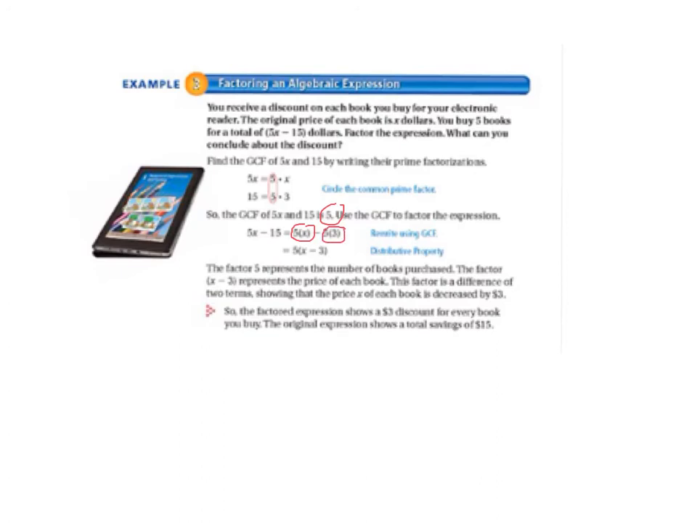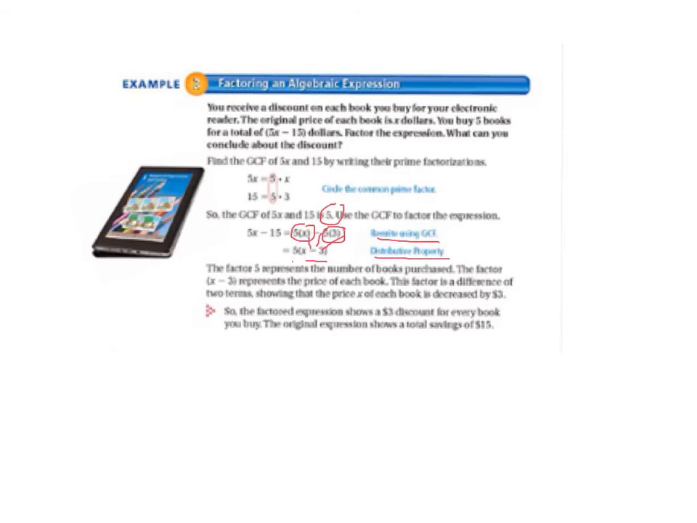So we're just breaking this into parts. We rewrote it, and then we're going to use the distributive property. We're going to put 5, that's our greatest common factor, on the outside of the parentheses, and then we put this X on the inside and this 3 on the inside, and we keep their subtraction sign and we put that on the inside. So it becomes 5 times X minus 3.